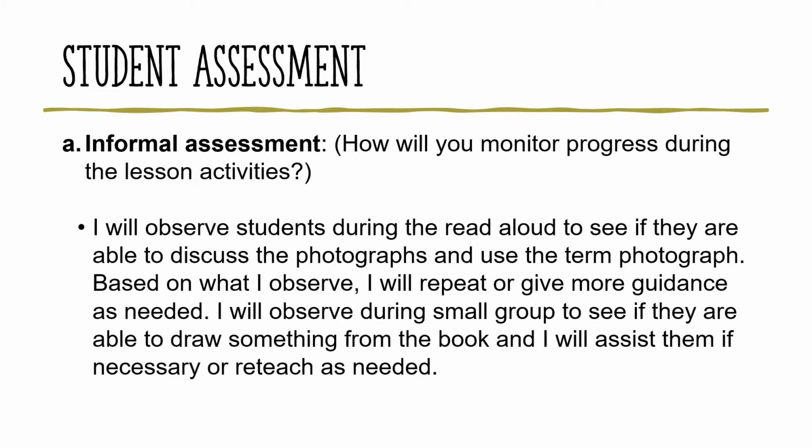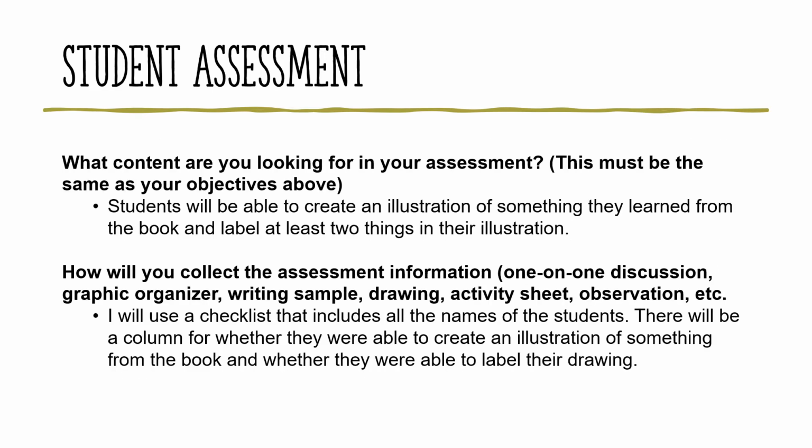So here I'm going to observe students during the read aloud to see if they're able to discuss the photographs and use the term photograph. Based on what I observe, I'll either repeat or give more guidance as needed. I will observe during small group to see if they're able to draw something from the book, and I will assist them if necessary or reteach as needed. The point of informal assessments is to help you change your lesson midstream if it's not going well, or if you see the kids are not getting it, that you spend a little bit longer in one part, or you move on more quickly if they are getting it. So it's the type of assessment that helps you change your lesson right in the moment.